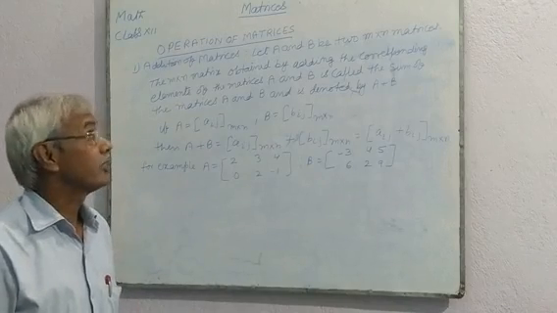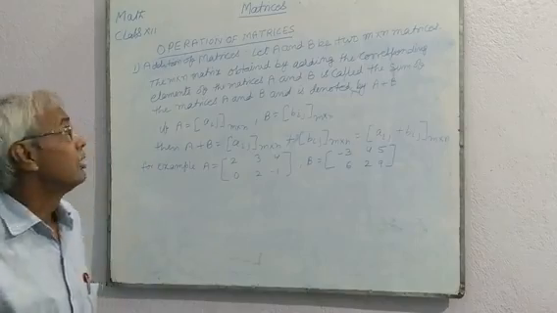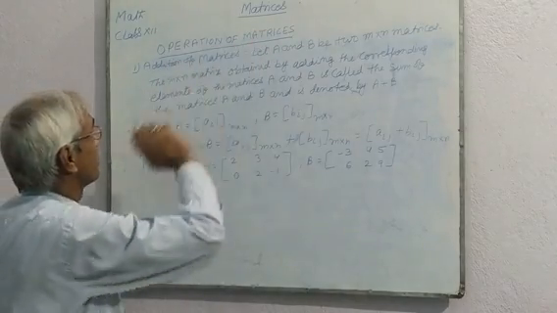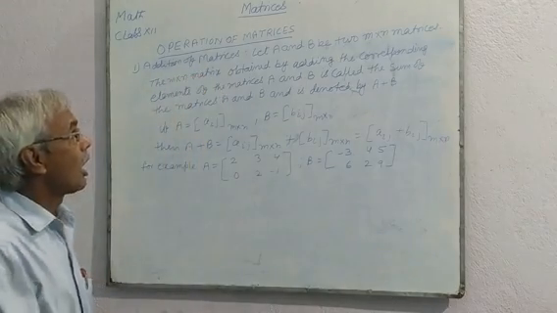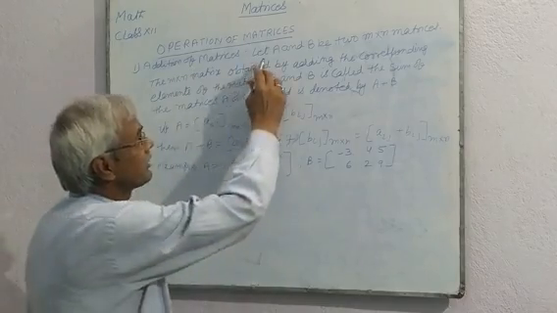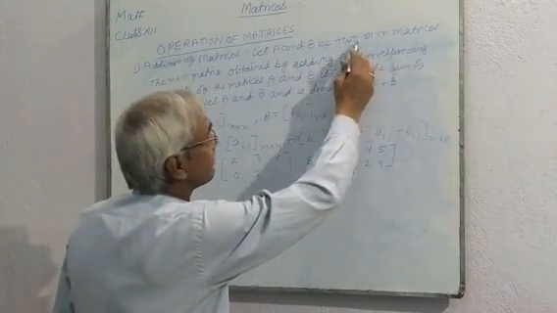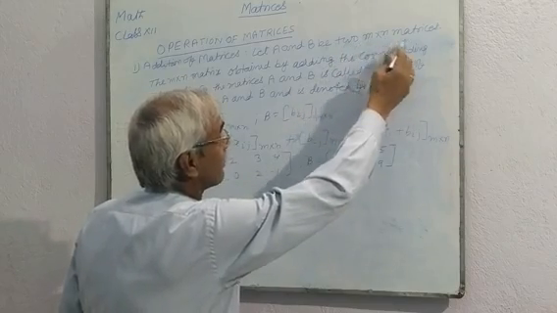Now we start the second video for matrix. Start operations of matrix. Addition of matrix. Two matrix addition. Let A and B be two matrices of n into n order.